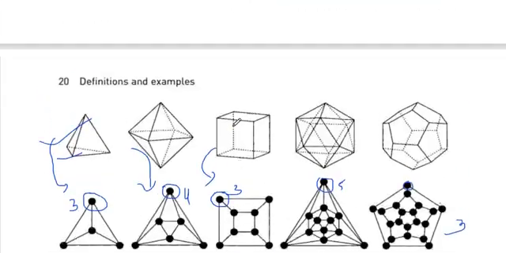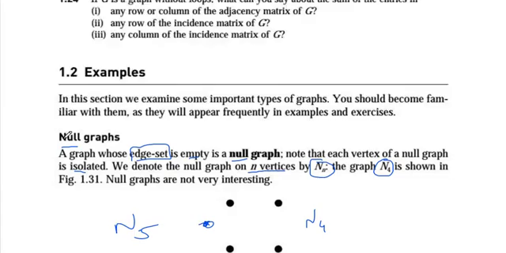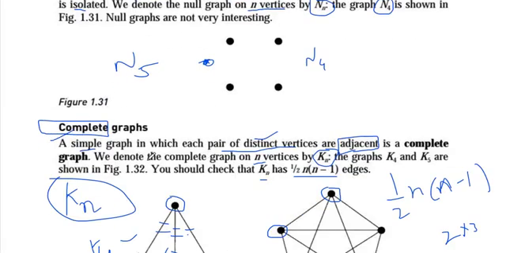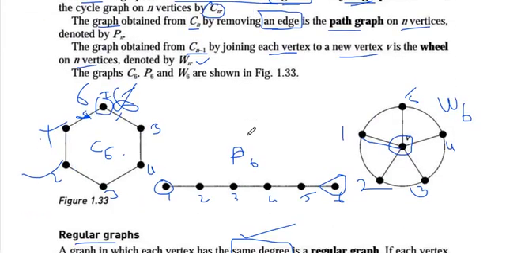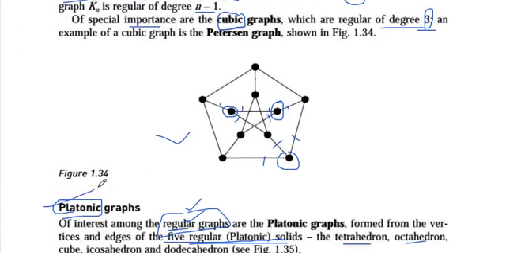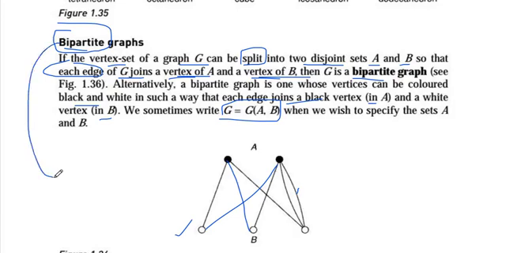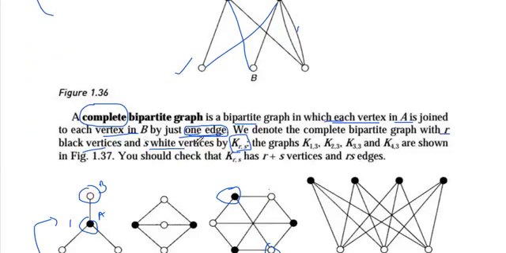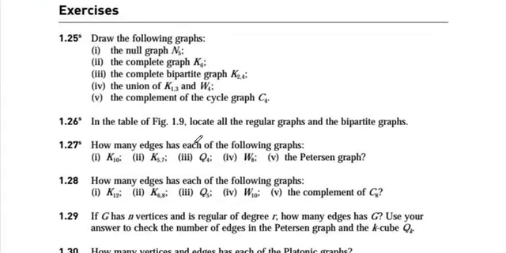So we have now studied 5 to 6 new definitions related to graphs: null graph, complete graph, cycle graph, path graph and wheels. A regular graph has the same degree for every vertex. Then the Platonic graph, and then the bipartite graph, in which we have already discussed the complete bipartite graph.